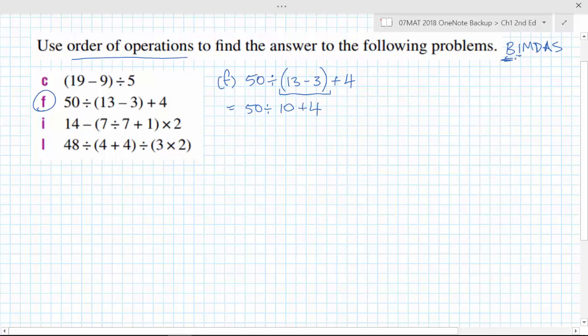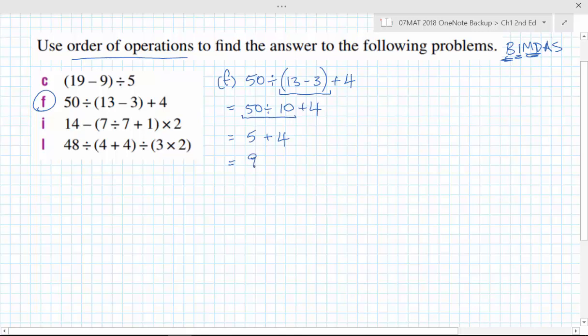Okay, then I look for any indices. There's none. Multiplication and division. Well, there's a division there, so I can do that. What's 50 divided by 10? 5. Right, and then I have plus 4. And then I do any addition and subtraction from left to right. 5 plus 4 is 9.